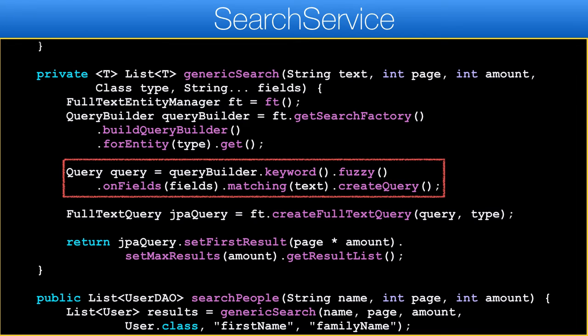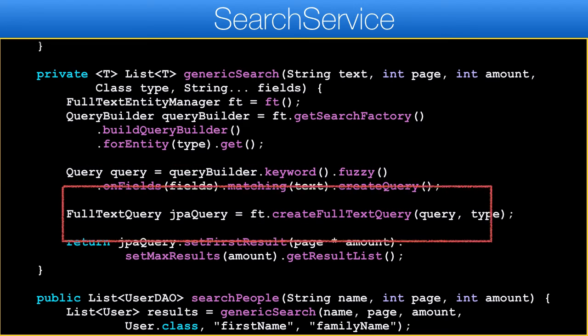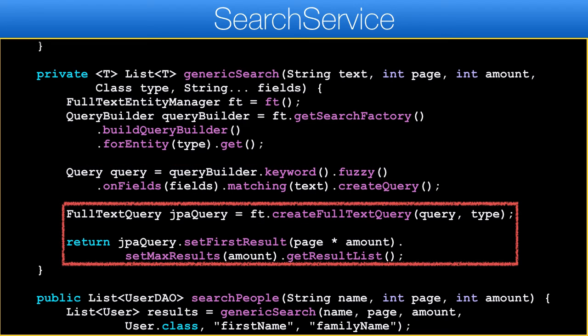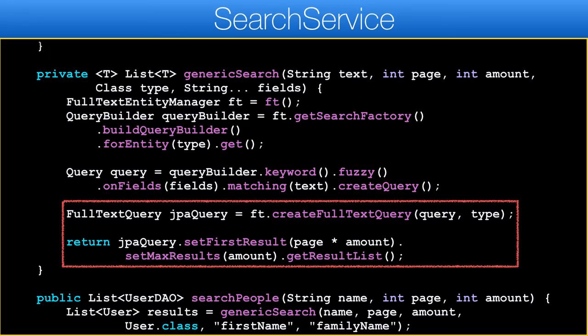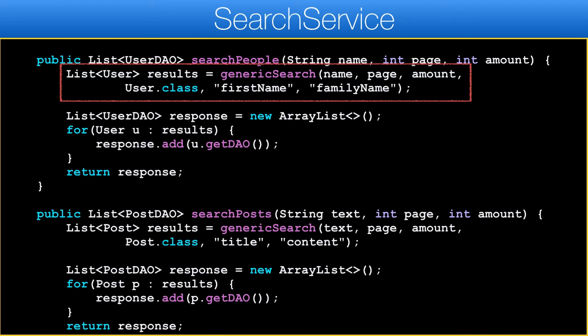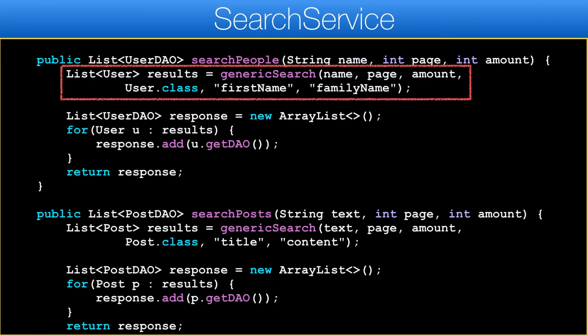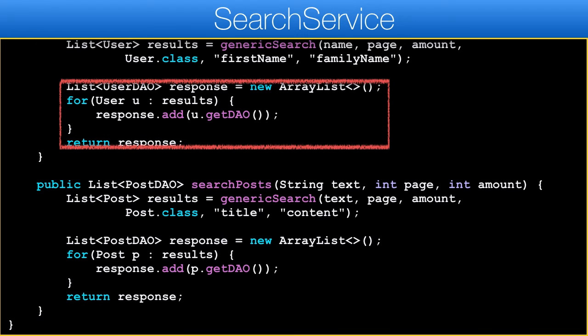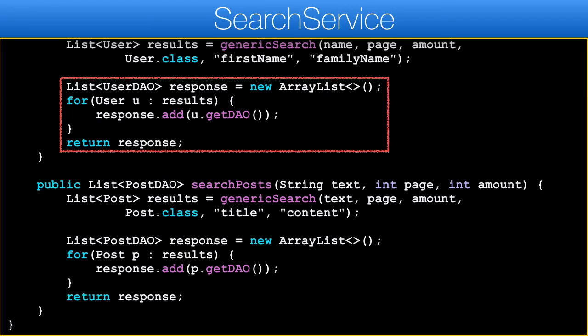The search for keywords is marked as fuzzy, which means it will find answers that don't match completely for the given text. We create the query and issue it. We give it a range of results so we can page through the query results like we do with other pageable content. Searching people or posts becomes a matter of passing the entity type, field names, and paging numbers. We then convert the entity result to a DAO object as return types.